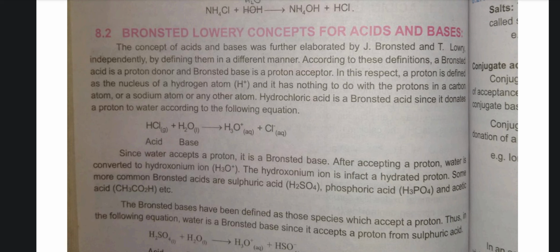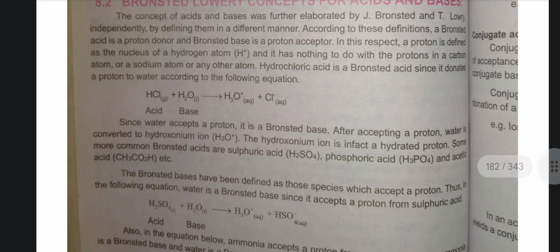In this respect, a proton is defined as the nucleus of a hydrogen atom, and it has nothing to do with the protons in a carbon atom or a sodium atom or any other atom. Hydrochloric acid is a Bronsted acid since it donates a proton to water according to the following equation: HCl + H2O gives H3O+ + Cl-. Since water accepts a proton, it is a Bronsted base.